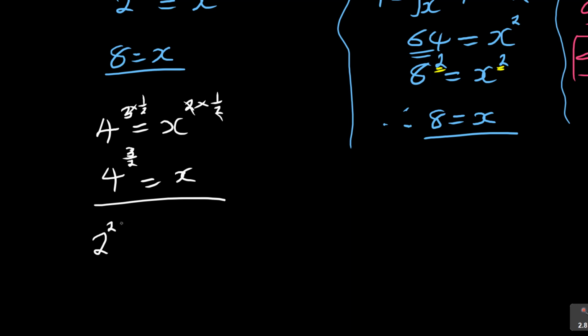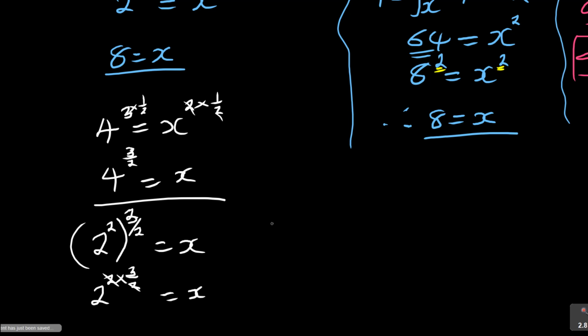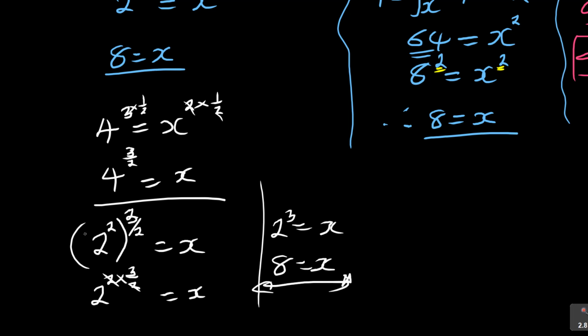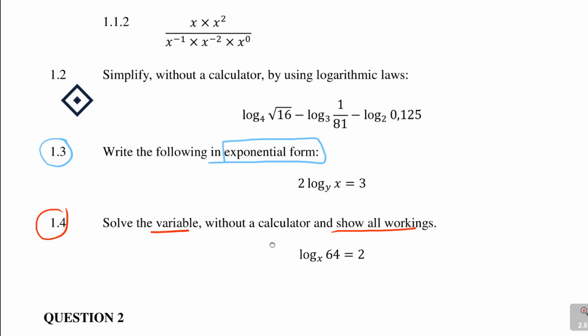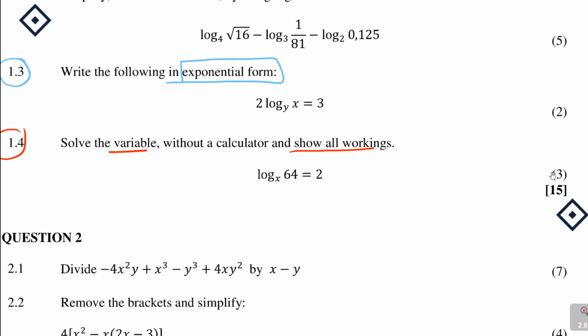You see? Then you can do this, that 2 squared, and then you've got 3 over 2, sorry, is equal to x. And then you're going to say 2 to the power of 2 times 3 over 2. So that is equal to x. And then what you have, 2 cubed is equal to x, and then 8 is equal to x. So whatever case, it was going to give you 8. So guys, that was what we were having on question number 1, 1.1 to 1.4, 15 marks.